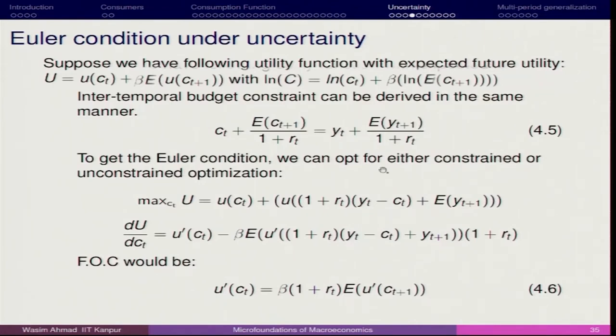We can opt for either constrained or unconstrained optimization. Here we have max over C_t of U equal to U(C_t) plus, going by the method of substitution, you just have to solve for the expectation of C_{t+1}. You can introduce it here and differentiate dU upon dC_t with respect to current consumption. This gives the first order condition. Instead of the whole expression, I just write it as C_{t+1}. So, I arrive at the marginal utility of current consumption equivalent to beta multiplied by 1 plus R_t, the expectation of the marginal utility of future consumption. This is the Euler condition that we get when we introduce uncertainty in the future period.